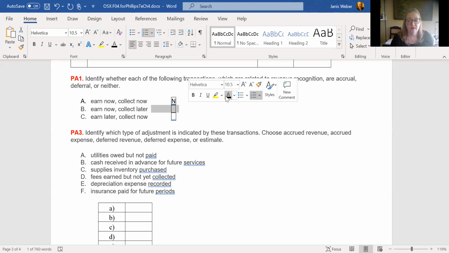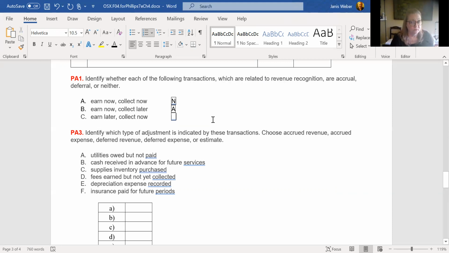What do you say? That's an accrual because the money hasn't moved, but it's time to recognize the revenue. What if you earn it later, but you collect it now? The money has moved here. So that means it's a deferral. We're going to defer recognition about that item.